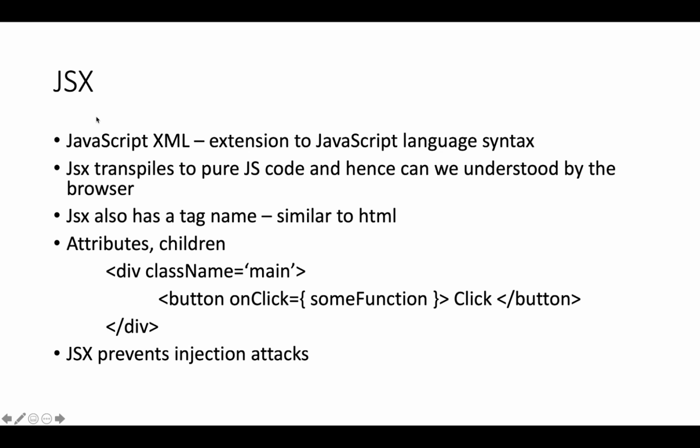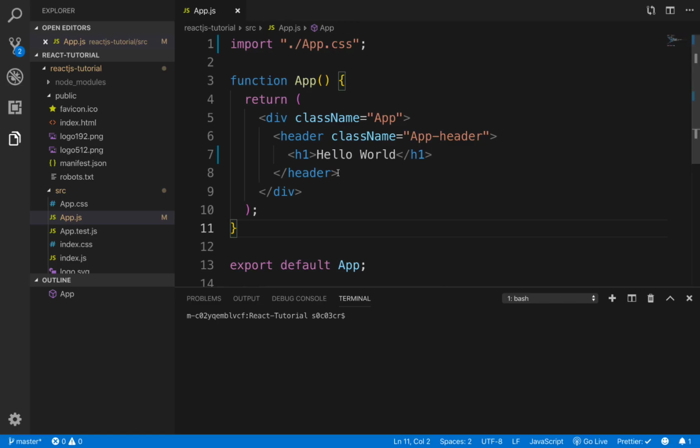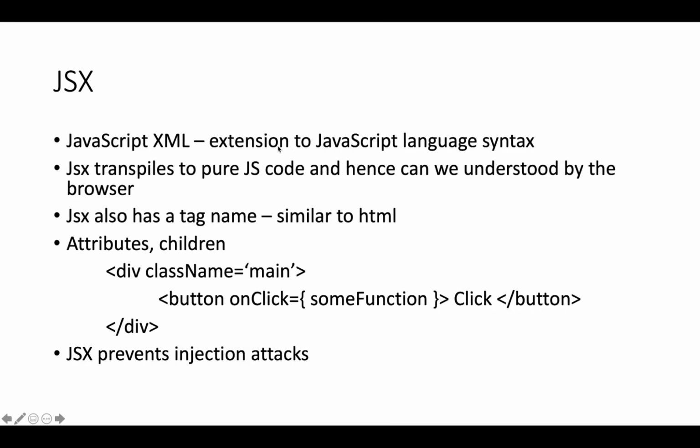Let's first understand what is JSX. The full form for JSX is JavaScript XML, that is JS is JavaScript and then XML. It is basically an extension to JavaScript language syntax. That means we are actually just writing some JavaScript code here, but then this is not actually HTML. Okay, so we understand that it is an extension to JavaScript language itself. It has nothing to do with HTML.